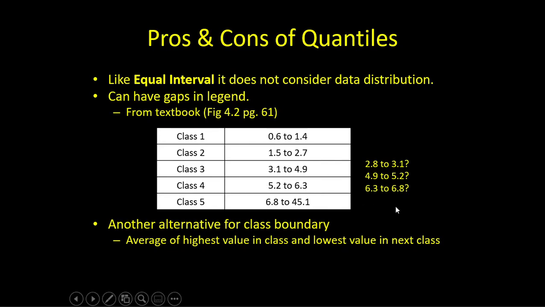6.3 to... So this is something to keep in mind with the quantile: if you're looking at a map, it might be confusing, especially in the legend, if it has those gaps. That's a common challenge with the quantile. Another alternative for creating a class boundary is the average of the highest value in a class and the lowest value in the next class. You just compute an average, and that creates a boundary for each class. So that's just another alternative way to do this.